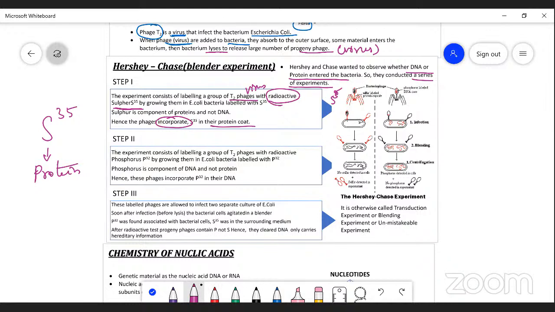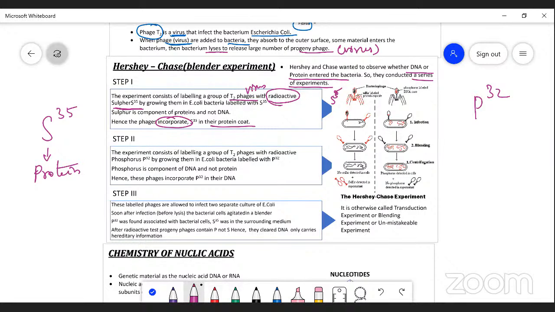Do you understand the first step? That is labeling a group of T2 phages with radioactive sulfur S35. The second step is labeling a group of T2 phages with radioactive phosphorus 32 by growing them in E.